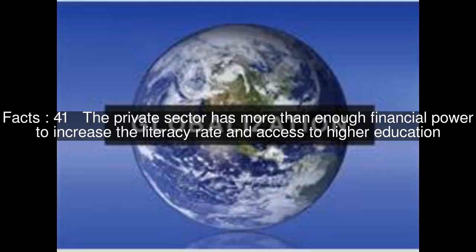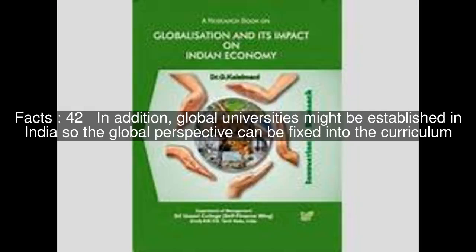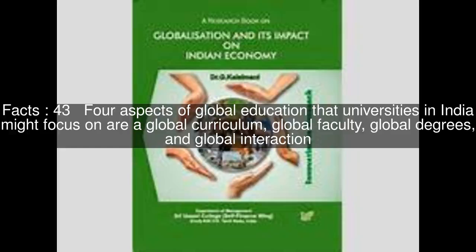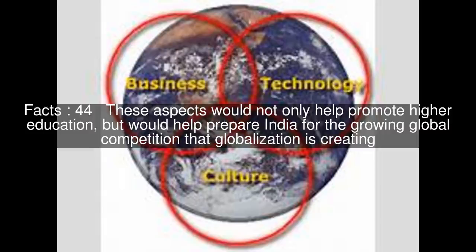The private sector has more than enough financial power to increase the literacy rate and access to higher education. In addition, global universities might be established in India so the global perspective can be fixed into the curriculum. Four aspects of global education that universities in India might focus on are a global curriculum, global faculty, global degrees, and global interaction. These aspects would not only help promote higher education, but would help prepare India for the growing global competition that globalization is creating.